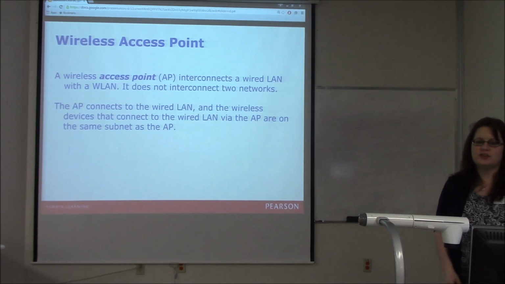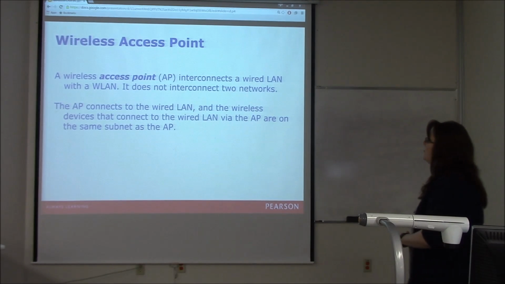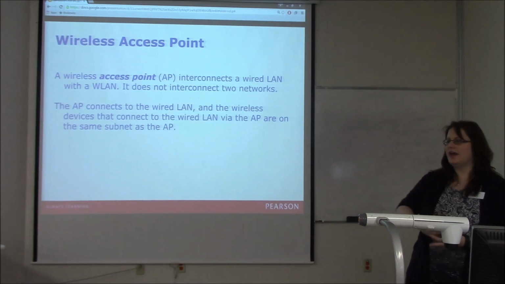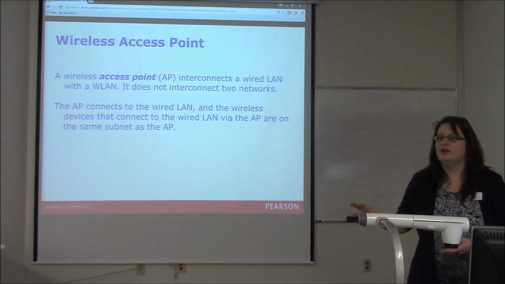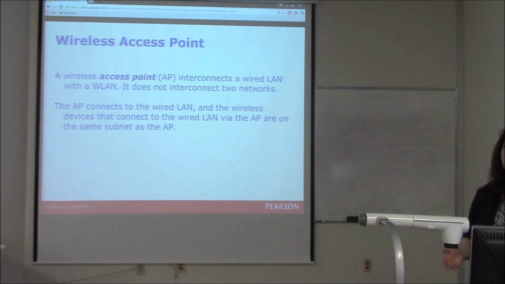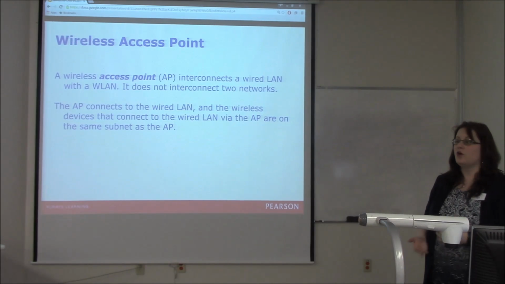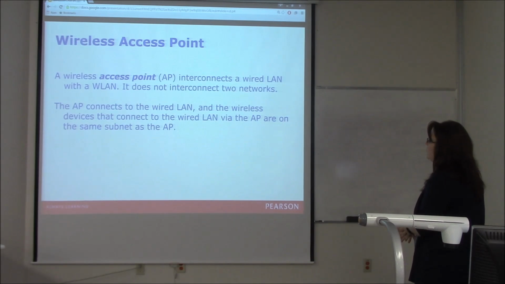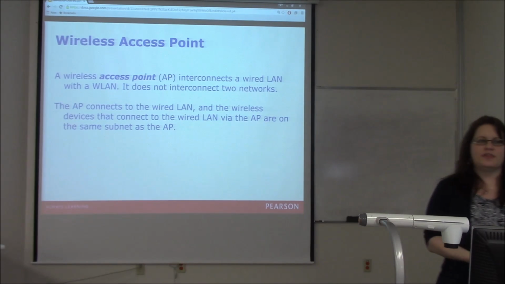So a wireless access point is going to interconnect the wired LAN with the wireless LAN. It's not connecting networks, it's just saying, here's an access point that I'm going to plug into the router to maybe extend my wireless network to a place where it's not getting signal right now. And not all routers are wireless routers. Some routers are just routers, which we don't see a whole lot, but that is a possibility as well. So the access point connects to the wired LAN, and the wireless devices connect to that access point so that they can get signal.